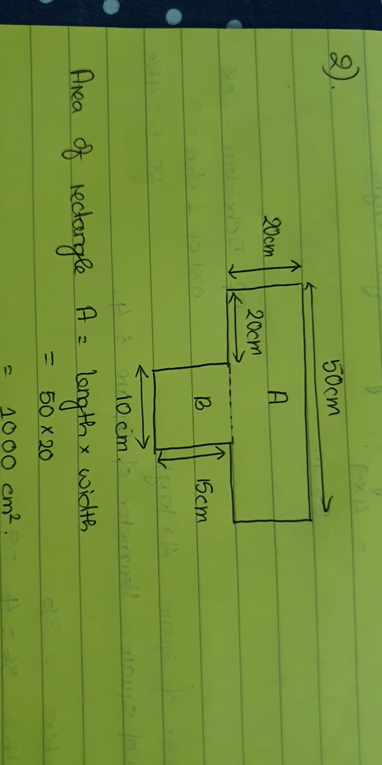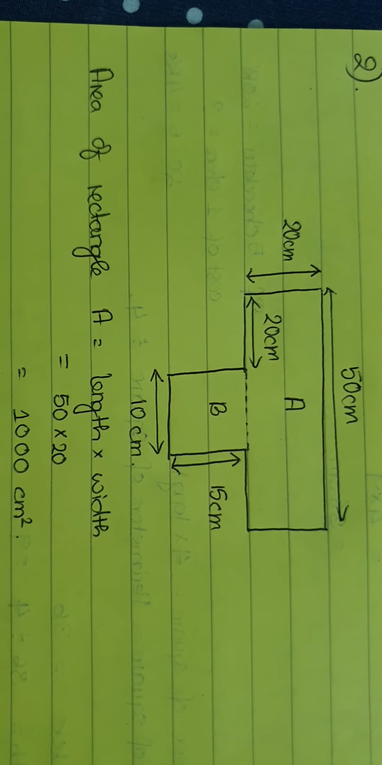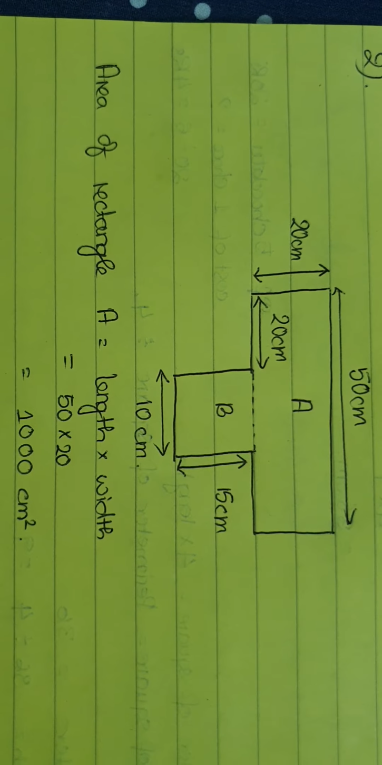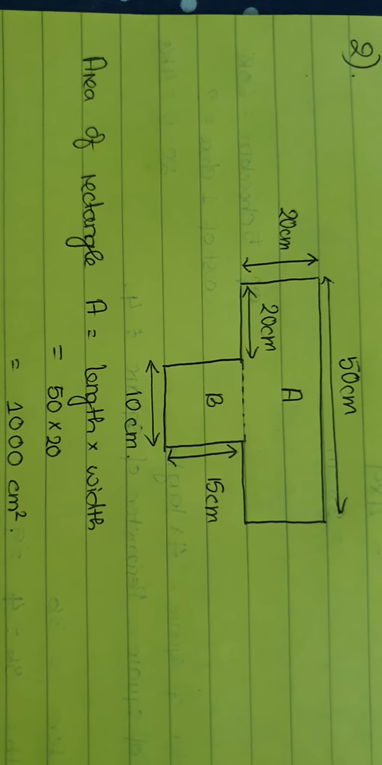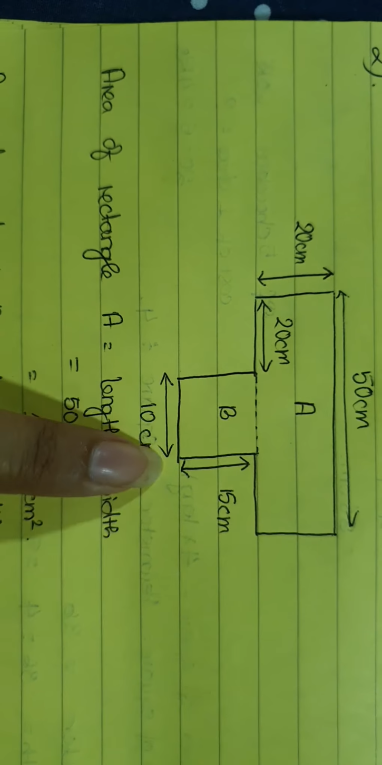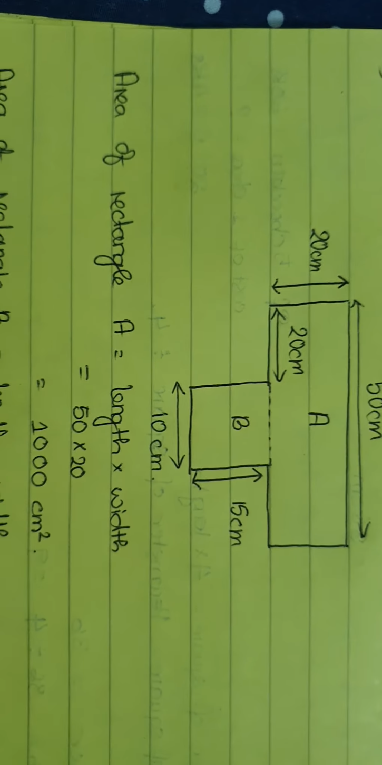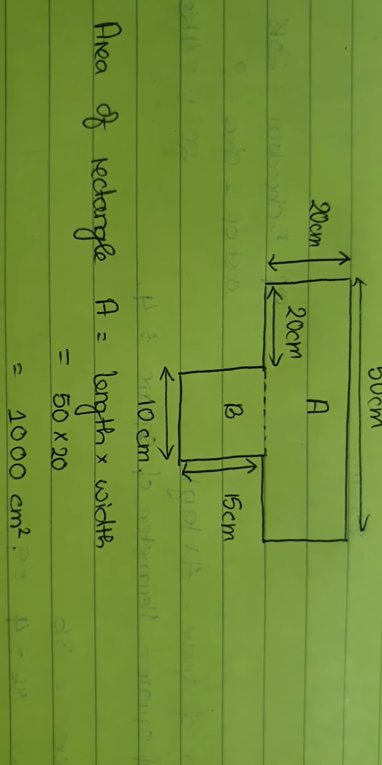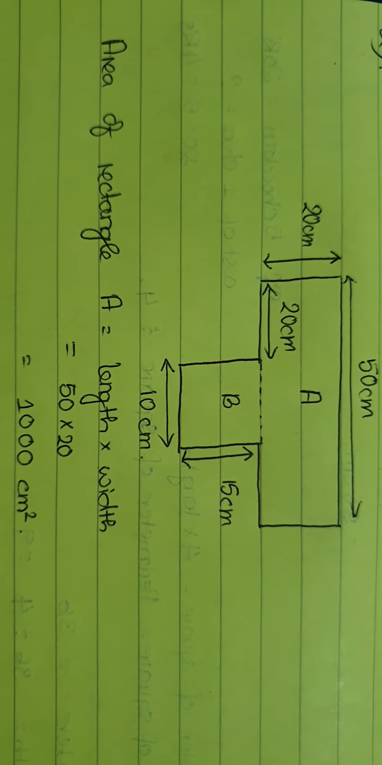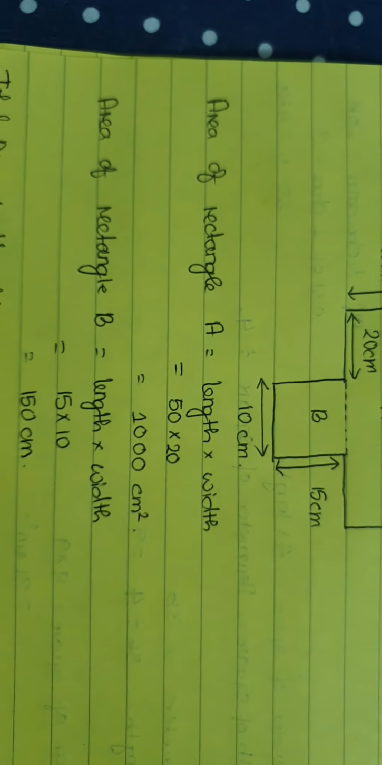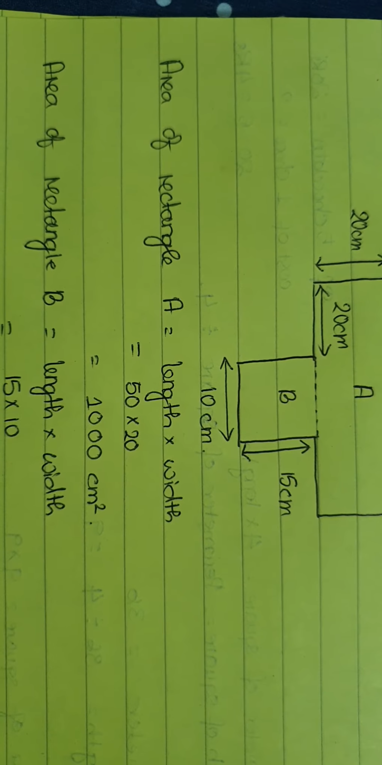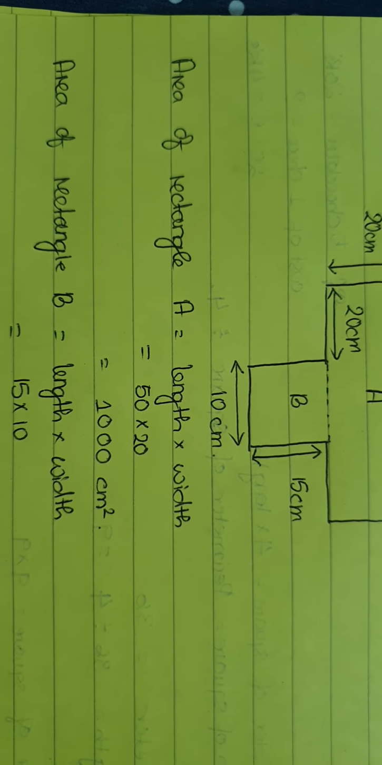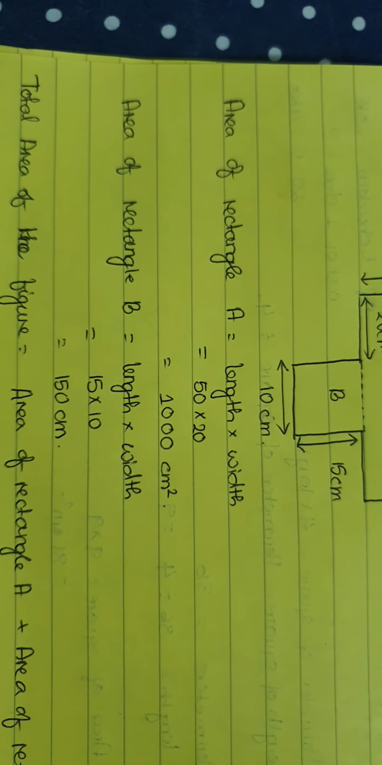Now you might think that rectangle B is a square, but in reality it is a rectangle, because as you can see they have two different measurements on two different sides. Even this is very easy because you have the length and the width of the rectangle. So easily you can find the area. Area of rectangle B equals length into width, that is 15 into 10 centimeters, that is 150 centimeters square.